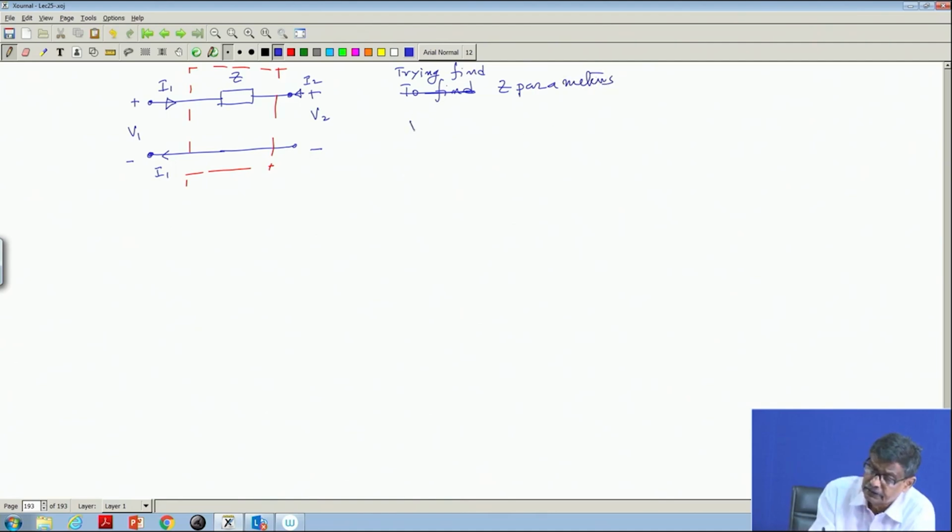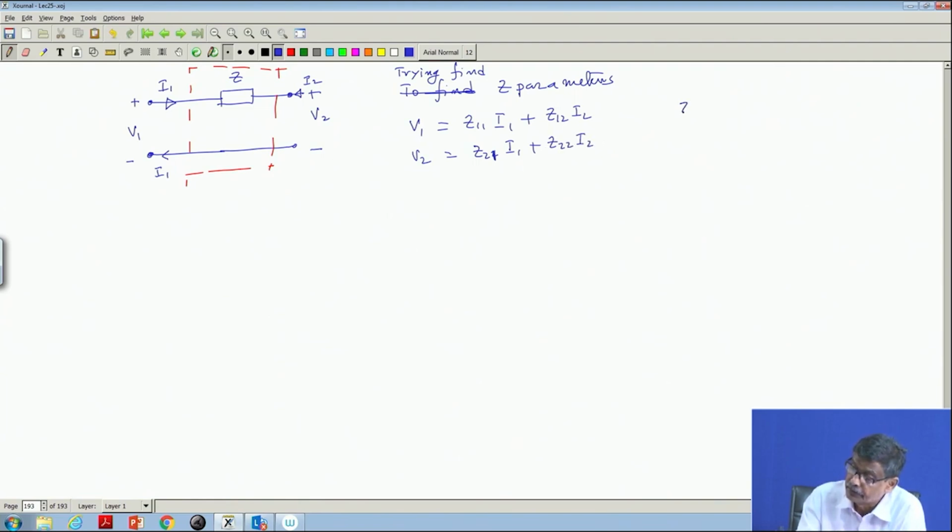That means V 1 is equal to Z 11 I 1 plus Z 12 I 2, and V 2 is equal to Z 21 I 1 plus Z 22 I 2. This is the basic equation. Now, suppose I want to find out Z 11. Then what should I do? Z 11 is V 1 by I 1 from the first equation with I 2 equal to 0, is it not? That is what I have to do.